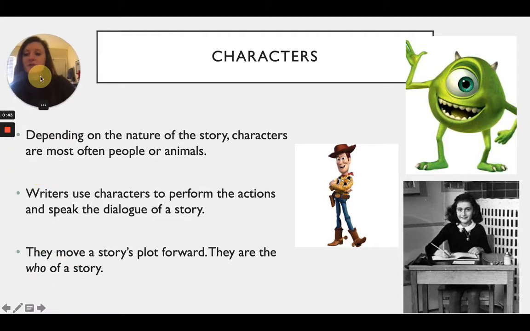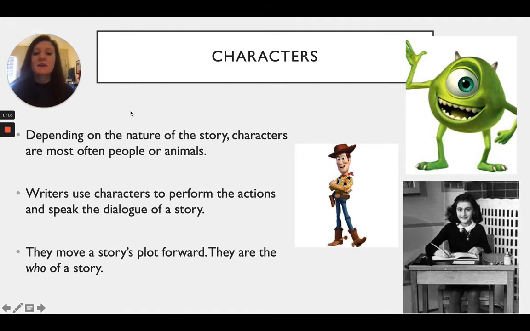All right, so first up, we are going to be talking about characters in the story. So depending on the nature of the story, characters are most often people or animals. And writers use characters to perform the actions and speak the dialogue of a story. And the characters are what move a story's plot forward. So they are the who of a story. And again, characters can be real, they can be animated, they can be people, they can be animals.